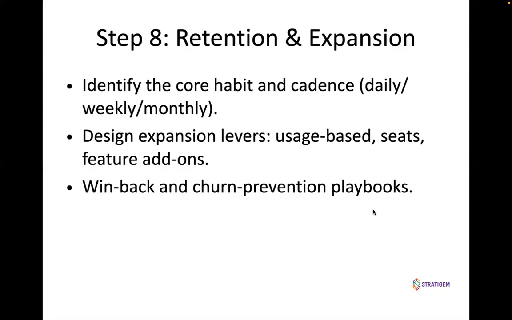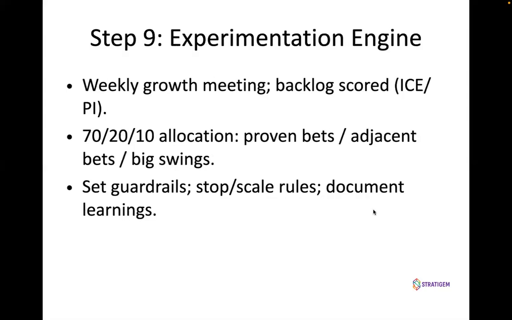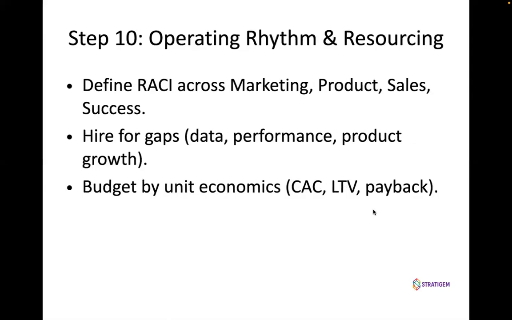Ninth step is experimentation engine. So a weekly growth meeting should be there, score ideas, 70-20-10 portfolio. So proven bets, adjacent bets and big swings, clear stop and scale rules and documented learnings. The last step is operating rhythm and resourcing. RACI across marketing, product, sales and success. You have to hire for gaps and budget by unit economics.